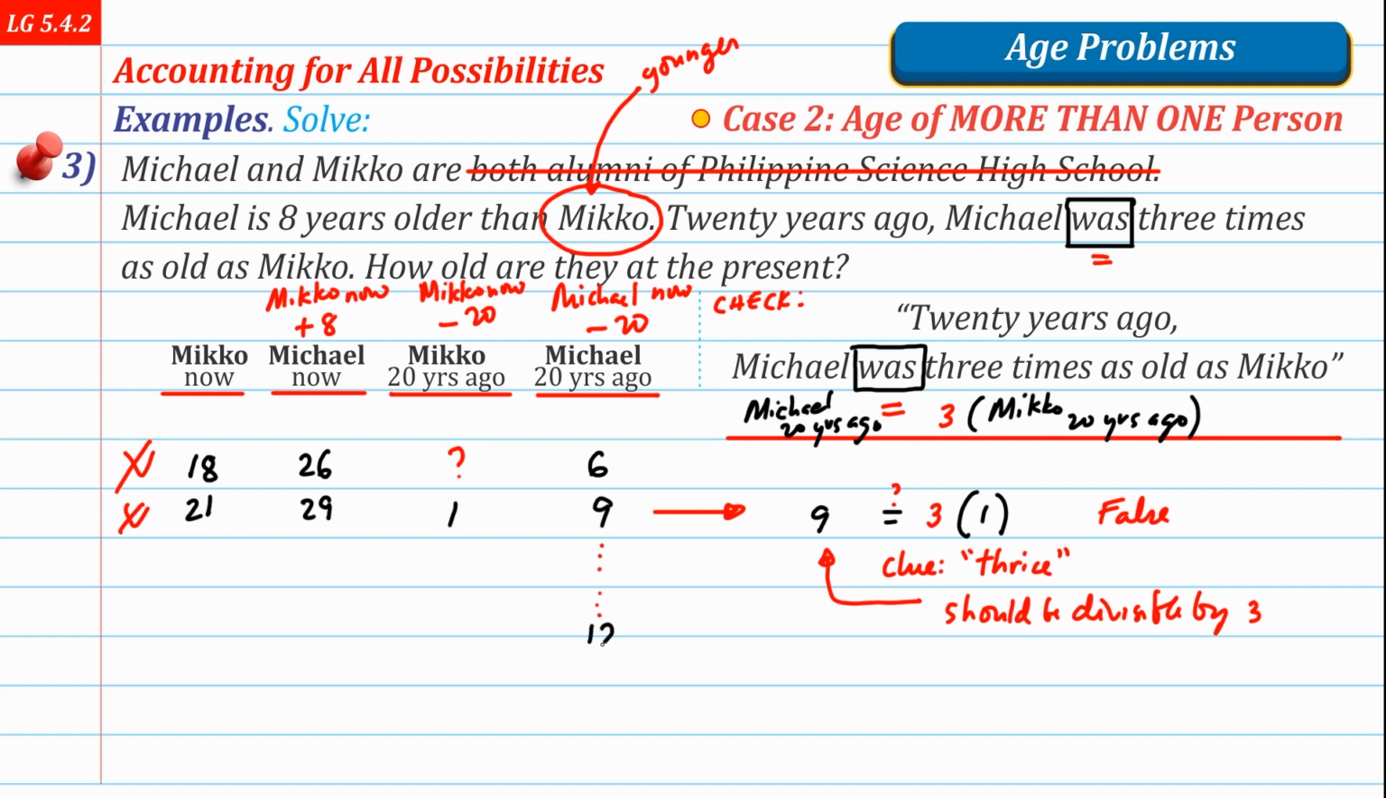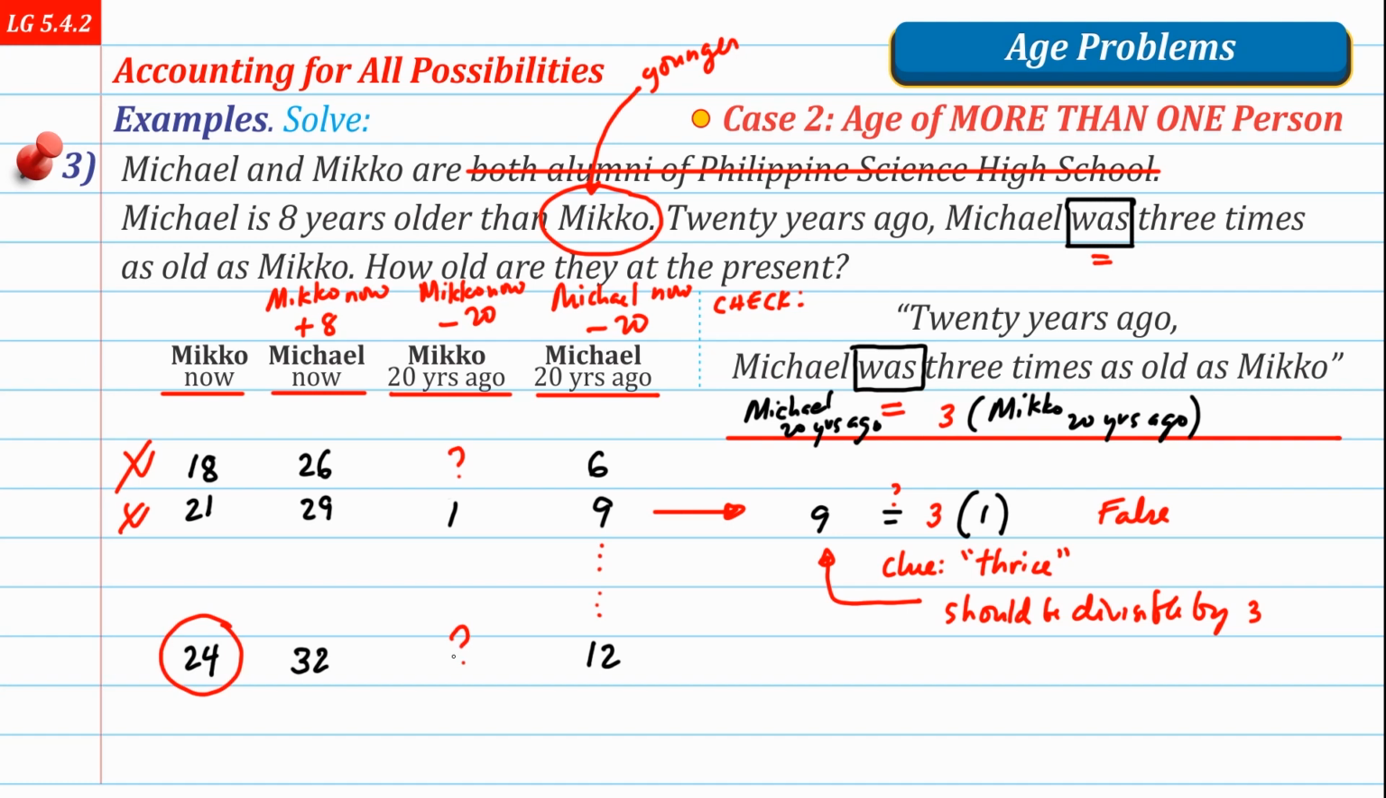12. Okay. So, kung 12 po yan, ano yung age ni Michael now? May I ask you, kung 20 years ago, 12 po si Michael, anong age ni Michael now? 32. Very good. So, 12 ito, this should be 32. Kung 32 si Michael now, ano ang age ni Miko now? Paano niyo nakuha yung 24? Kasi mas matanda siya ng 8. Natural, 32 minus 8. It's 24. Very good.